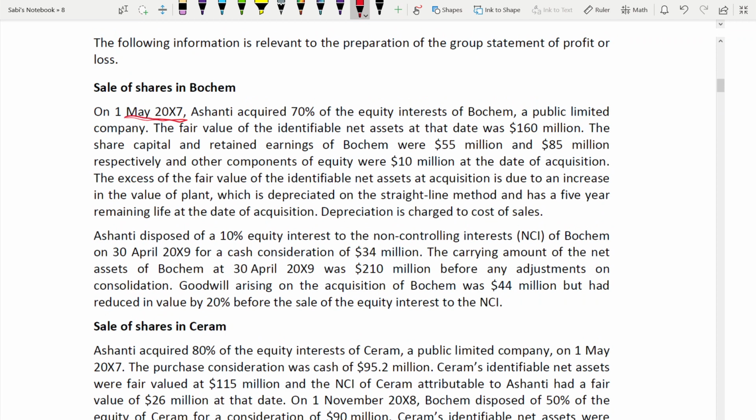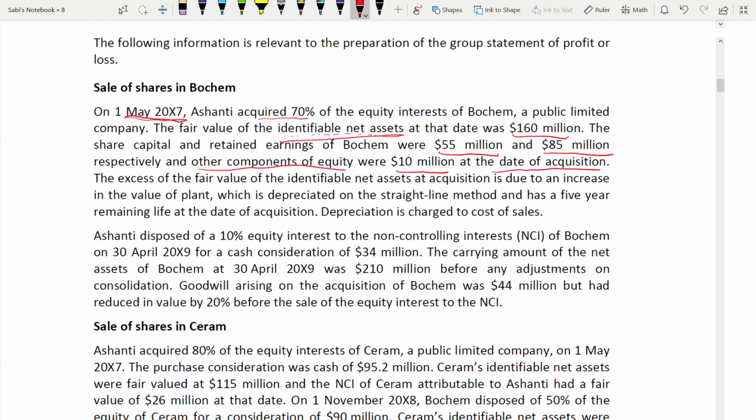Ashanti acquired 70% of the equity interest of Bokum Property Limited Company. 70% means it's a subsidiary. Fair value of identifiable net assets: they will give you identifiable net assets. The reason why they give you all this is to calculate goodwill. And share capital, and retained earnings, 85 million. And other components of equity. Sometimes we have other components of equity also, and it's not always given. All these are at the date of acquisition.